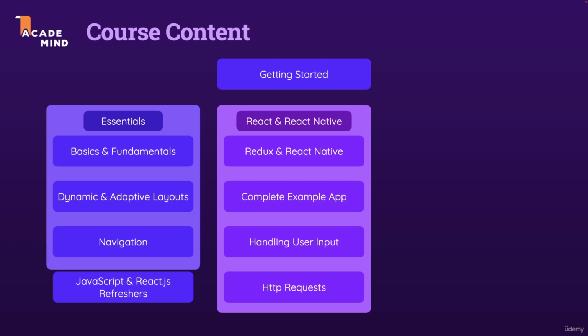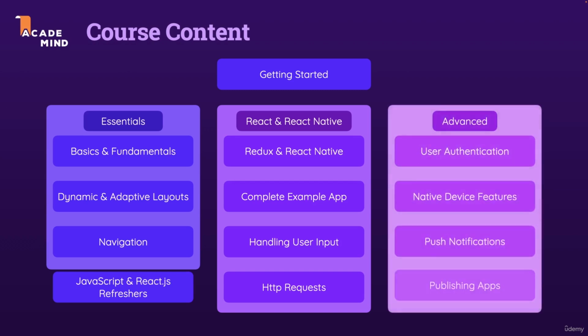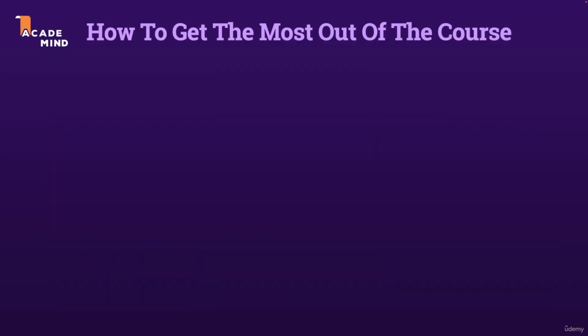Last but not least, we will dive into many advanced modules as well, where we will focus on user authentication and learn how we can use native device features like on-device storage, the camera, locations, for example, locating the user or showing a map, and we will also learn how we could add push notifications. Last but not least, we will also learn how you can publish your React Native apps, so how you can get them into the app stores. Now, that's the course content.